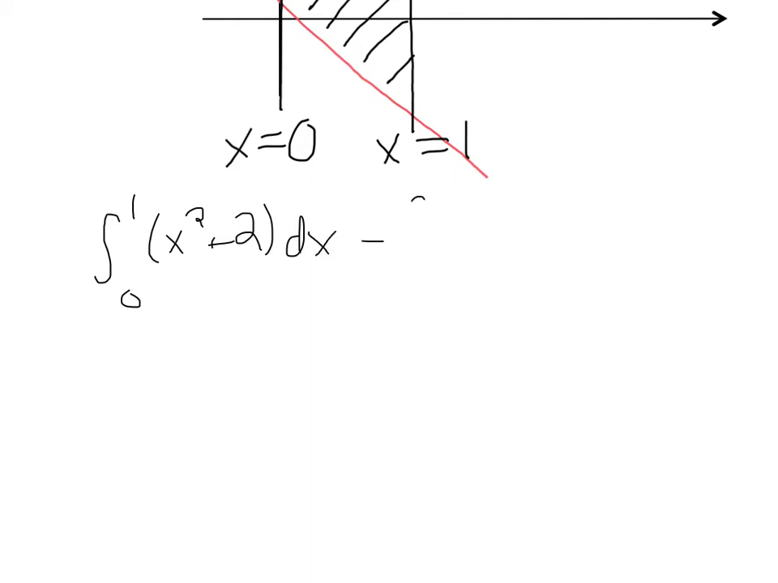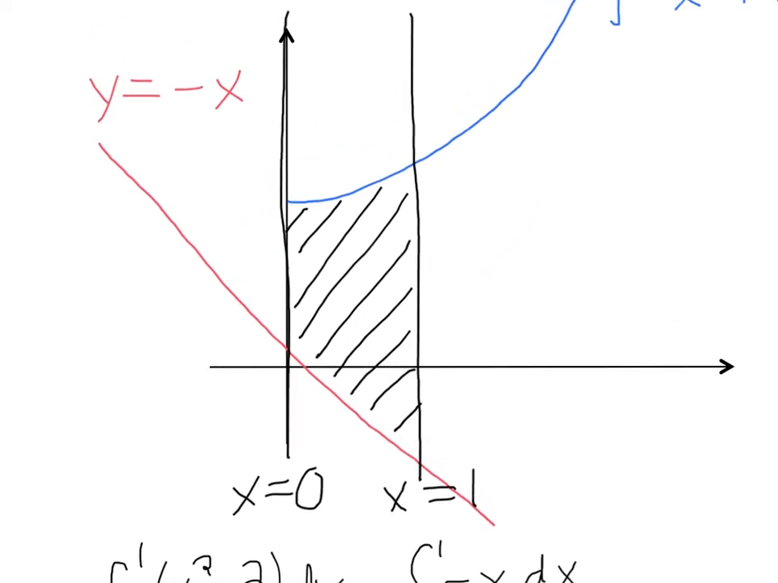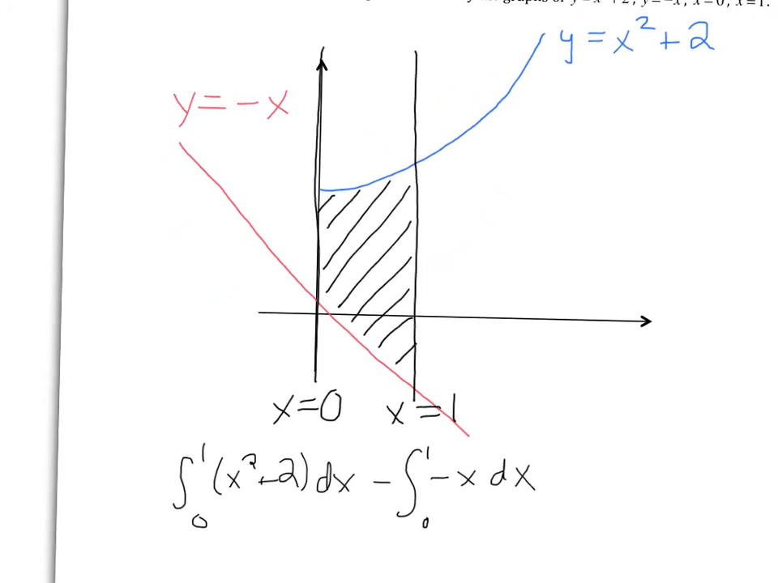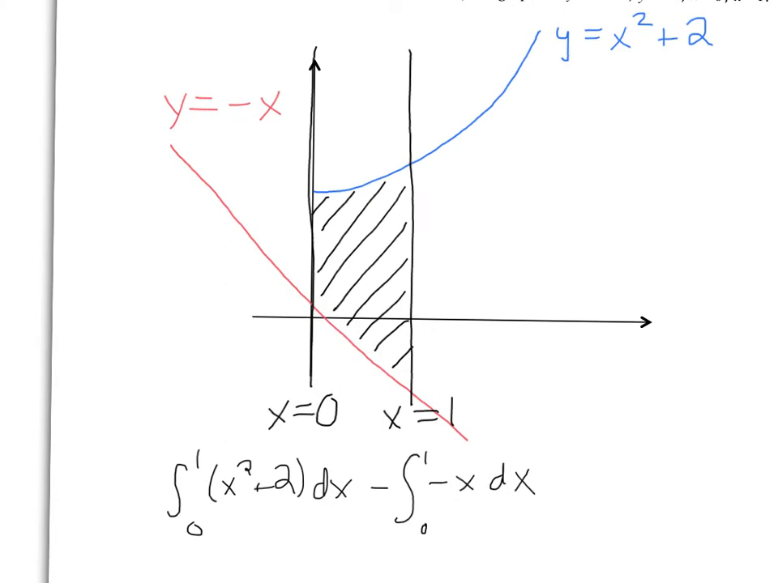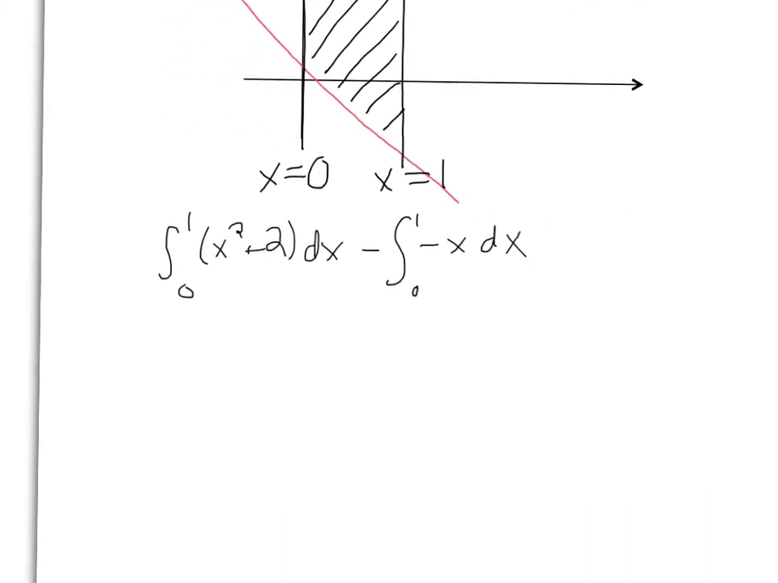And then we would be subtracting the bottom function, which is just the line y equals negative x dx. And that's perfectly valid. You could do the two different integrals, right? But that's going to take you twice as many steps, in my opinion. So let's condense this a little bit.